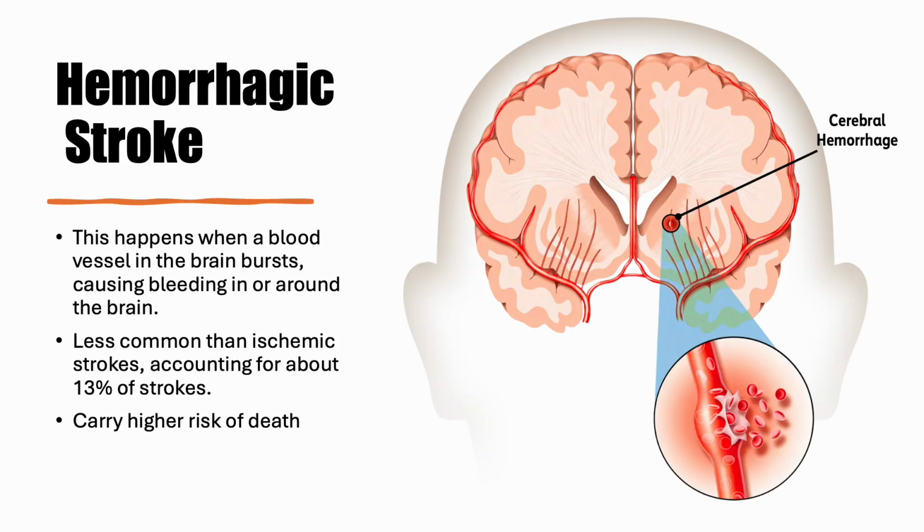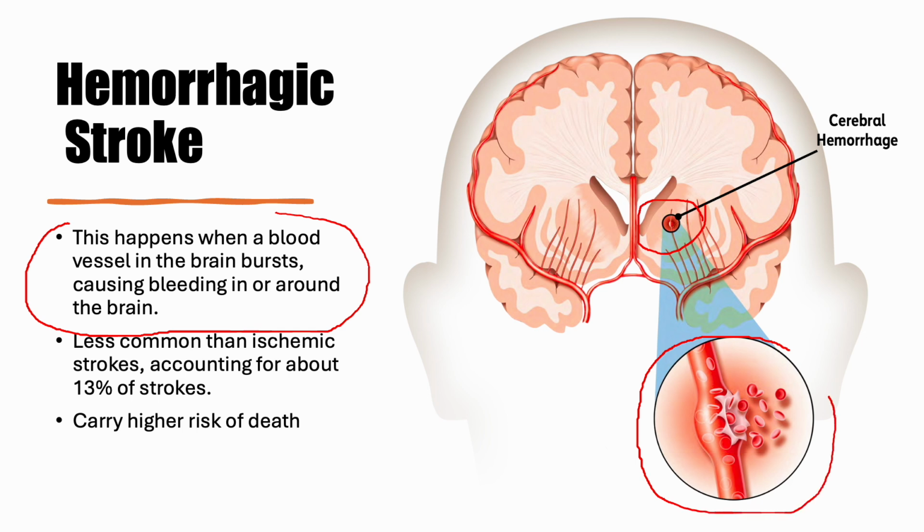The second type of stroke is hemorrhagic stroke. This happens when a blood vessel in the brain bursts, causing bleeding in and around the brain. So if we see this diagram, there is a blood vessel here, the tiny blood vessel which we can see and which is enlarged here, and we can see that this blood vessel has ruptured or broken, and thereby the blood starts flowing outside, and this is the second type of stroke. This stroke is less common, accounting for around 13% of strokes, and because the blood vessel has been broken, this carries higher risk of death.